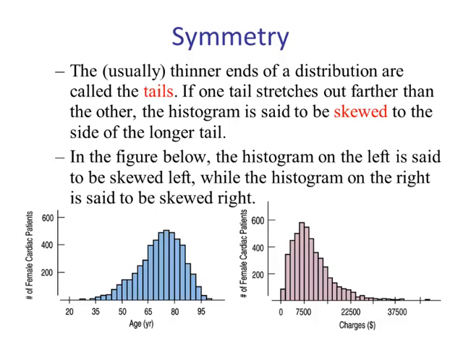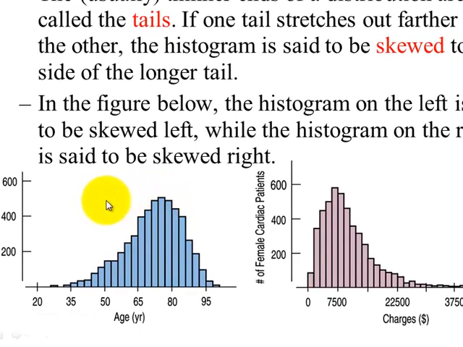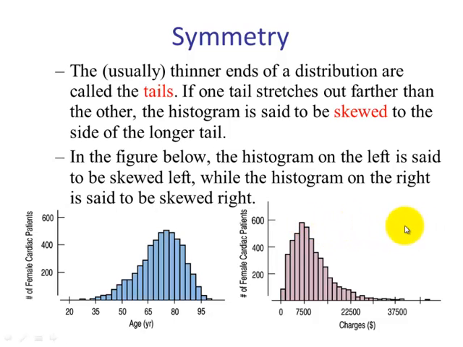The thinner ends of a distribution are what we call the tails. Now if one tail stretches out further than the other, then we say the distribution is skewed. We have two types of skewed, skewed left and skewed right. This is an example of what we call skewed left. If we find the peak and we draw a line out here, this would be the left tail, this would be the right tail. So this would be an example of skewed left. This would be an example of skewed right. This right tail is longer than this left tail.